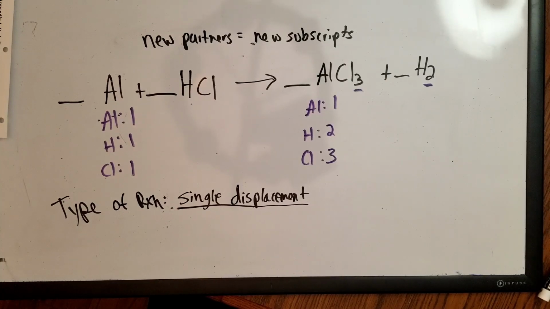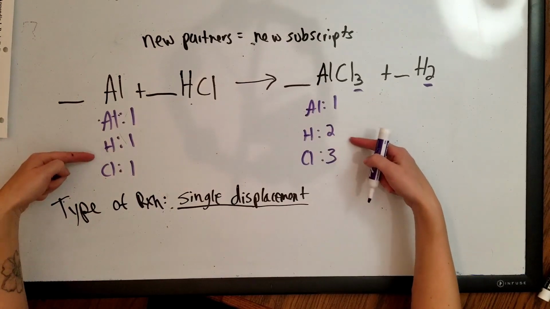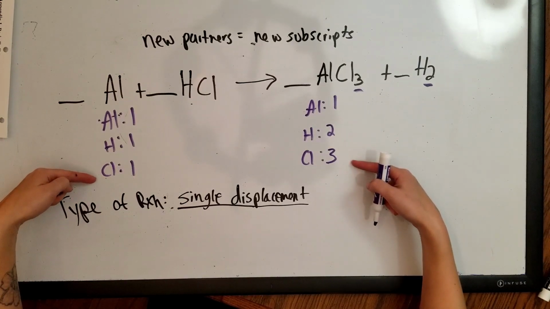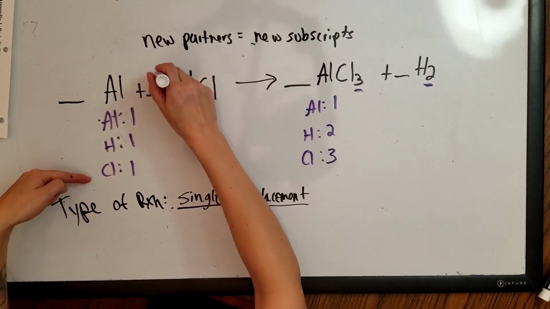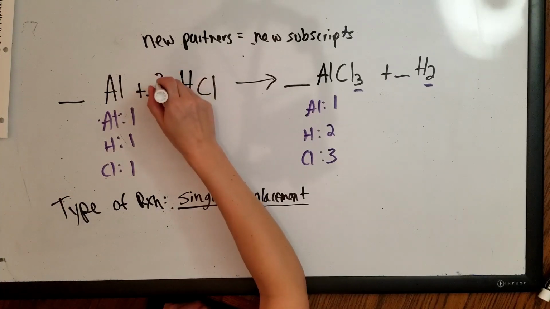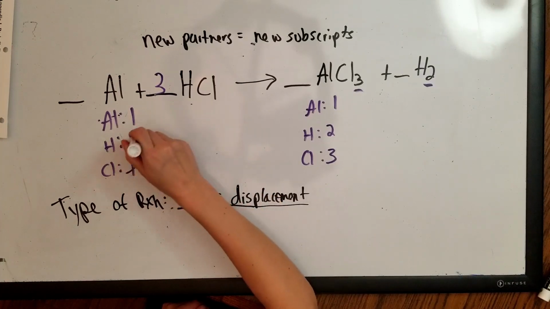All right. So to balance, aluminums are balanced. Hydrogens, not balanced. Chlorines, also not balanced. Okay, so I'm going to start with the chlorines. 3 on the product side. I need 3 on the reactant side, so if I put a 3 here, that's going to change my chlorines to 3. It's also going to change my hydrogens to 3.